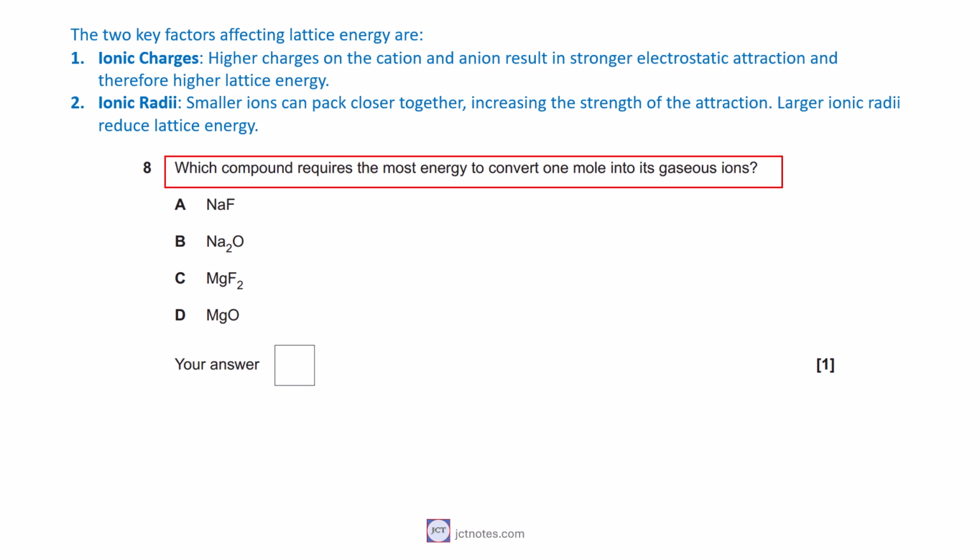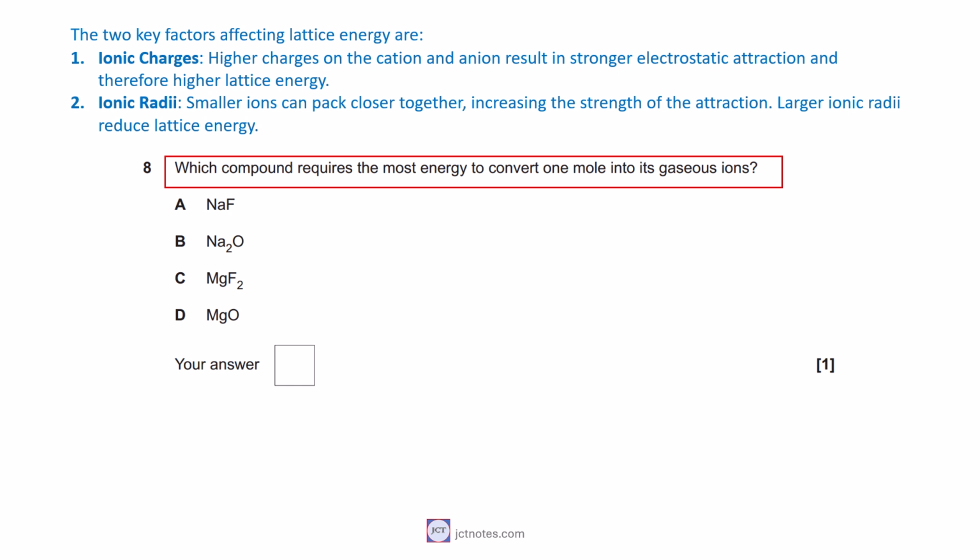The higher charges on the cation and anion result in stronger electrostatic attraction and therefore higher lattice energy. Smaller ions can pack closer together, increasing the strength of the attraction. Larger ionic radii reduce lattice energy. Since all the ions in the options are relatively small, the main factor here is the ionic charges.